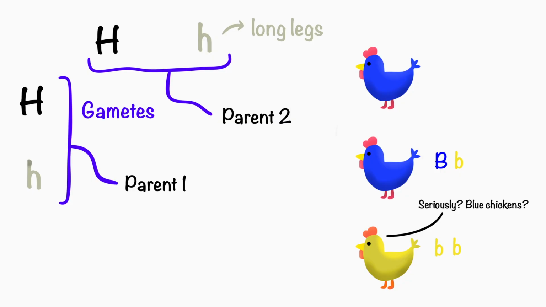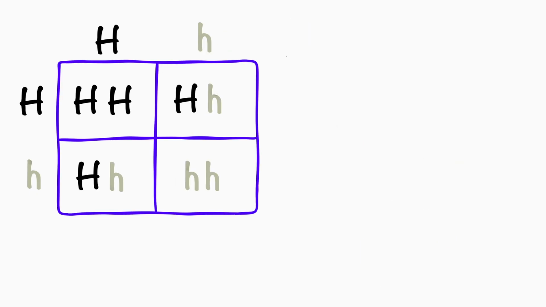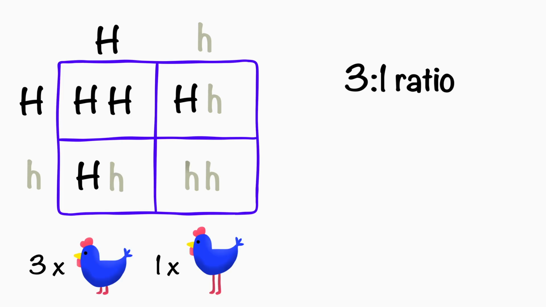We can then create a Punnett square to show all possible combinations. We place one parent's potential gametes along the top and the other parent's along the side. Filling in the square gives us the following. Looking at the phenotypes, we can see that 3 of the offspring will have normal legs, while 1 will have long legs. This gives us a 3-to-1 ratio of normal to long-legged offspring in this generation.